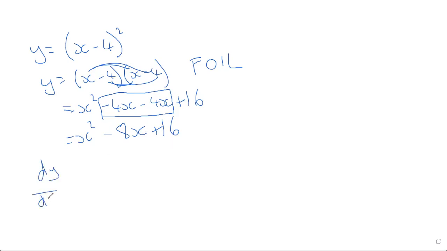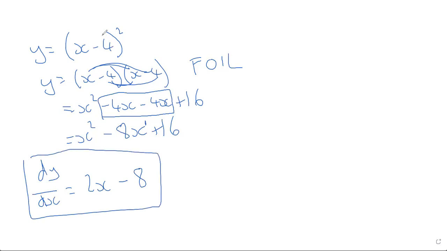Now I can find dy dx, which is 2x minus 8, which is just 8, right? Because remember, this is 1. This is just what we were doing before. So 1 minus 1 is 0. So this bit is just 1, right? So that is the differentiation of that. If you have something like that, expand it first.